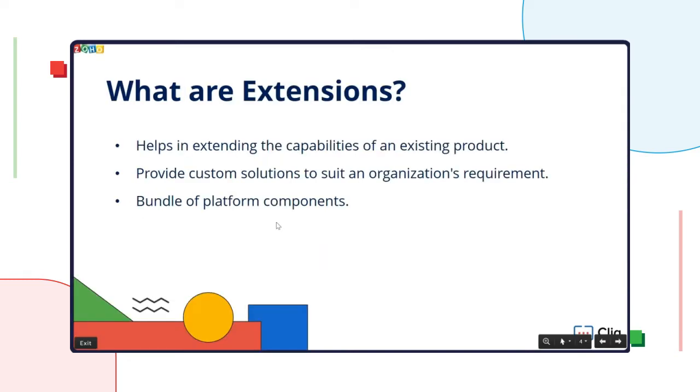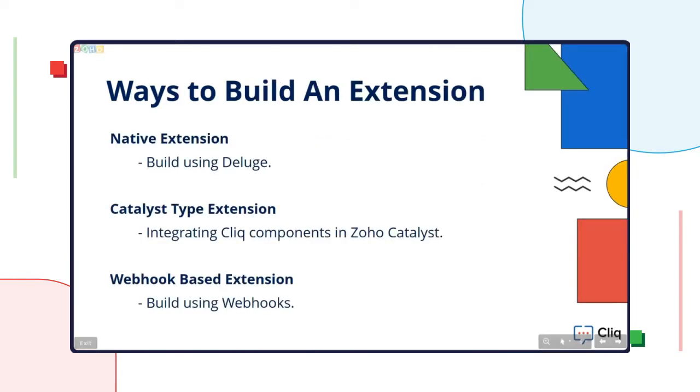A typical extension is an addition to an existing product, thereby extending its capabilities. Likewise, Cliq extensions help in the necessary customization in terms of any integration or standalone use case implementation required for any organization. An extension in Cliq is typically a bundle of all the integration components, such as widgets, bots, commands, message actions, functions, schedulers, and databases.